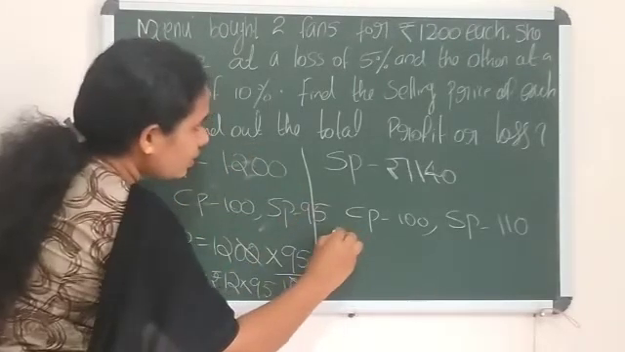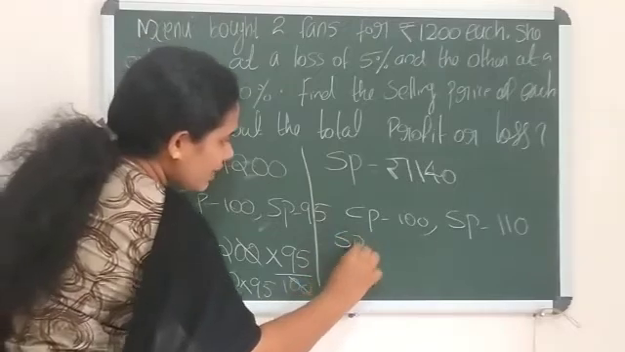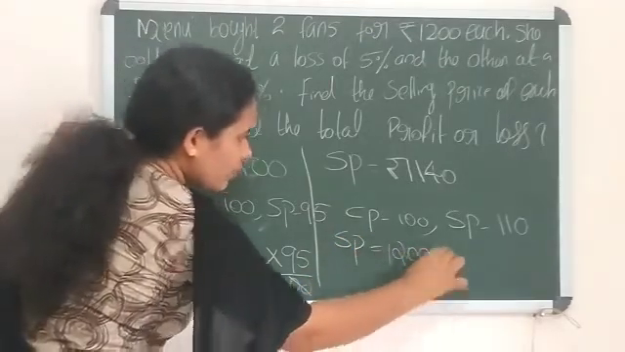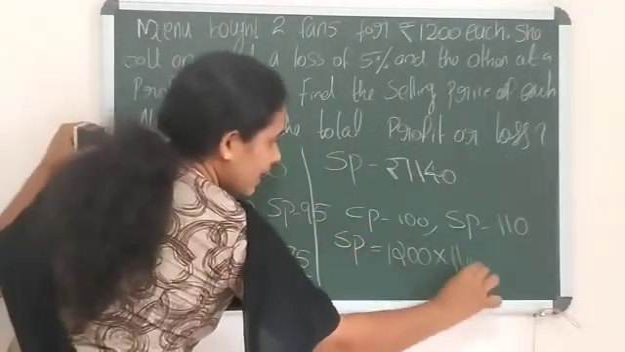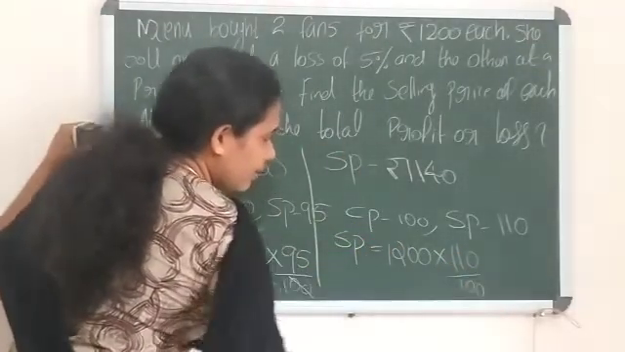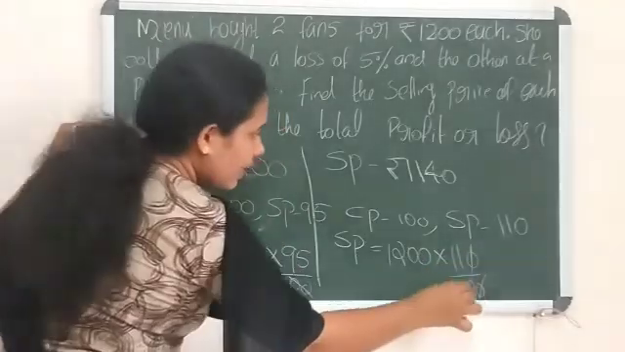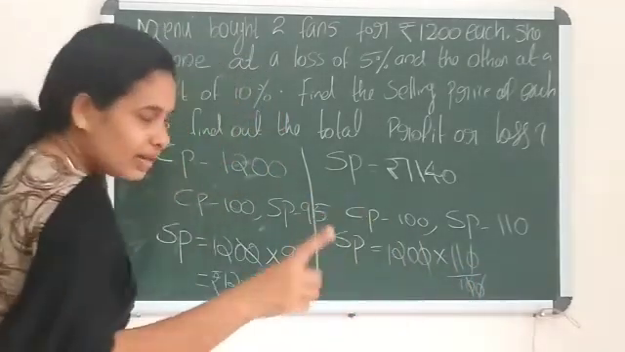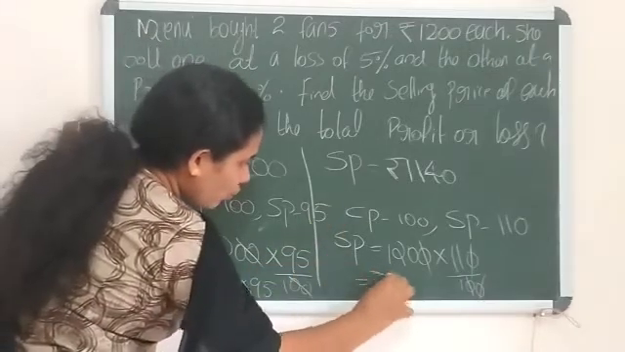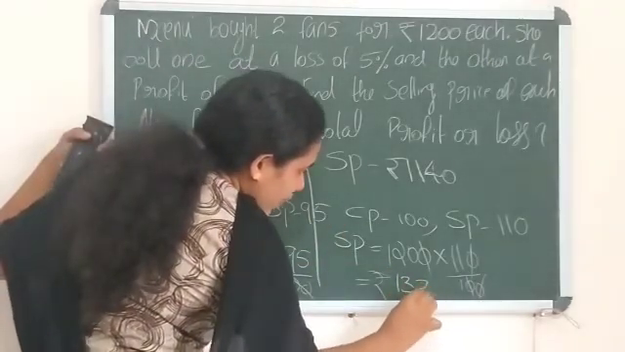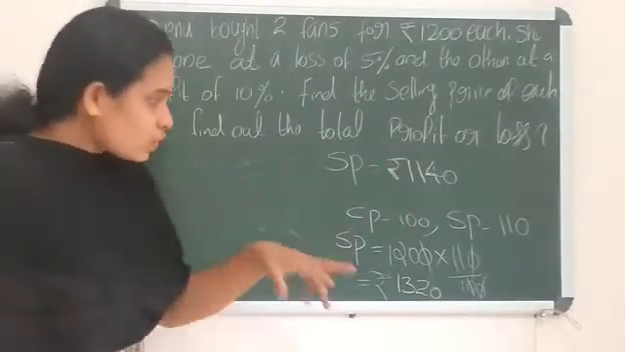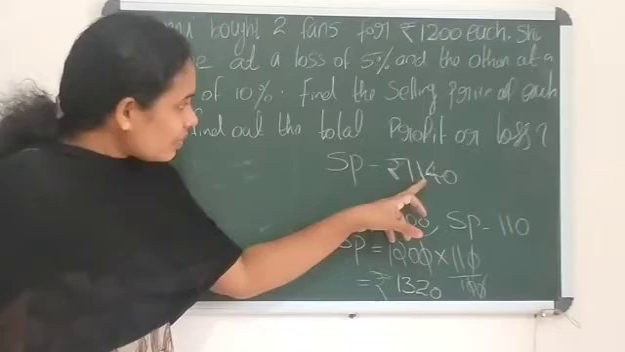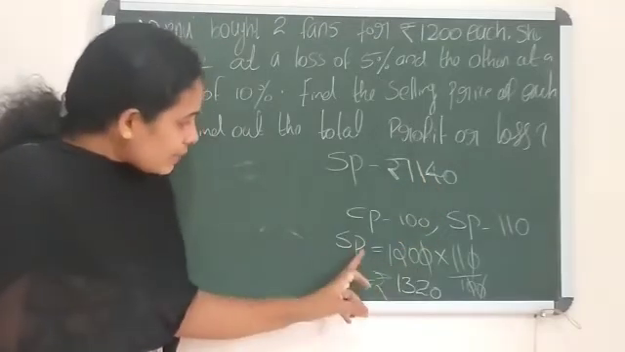So we can find out the selling price of the second fan equal to 1200, the cost price, into 110 by 100. Just cancel 10. Again, please cancel 10. The remaining is 120 into 11. After multiplying, you will get rupees 1320. Okay, so we have selling price for the first fan 1140 and selling price for the second fan rupees 1320.